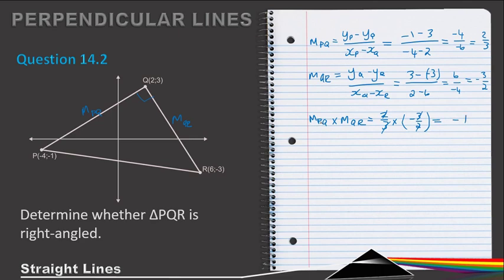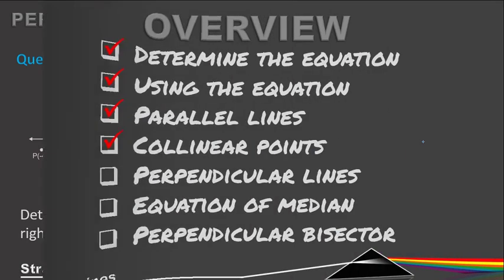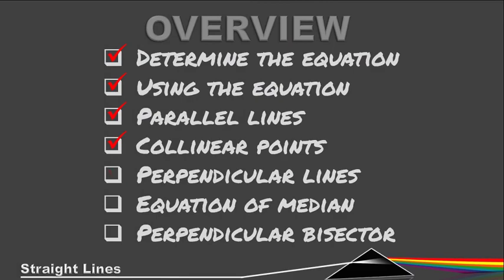Now, since these two multiply together, it gives me -1. We can therefore say that the line PQ will be perpendicular to QR. And since the two lines are perpendicular, we can say, therefore, triangle PQR is a right-angled triangle. And that's all for perpendicular lines.